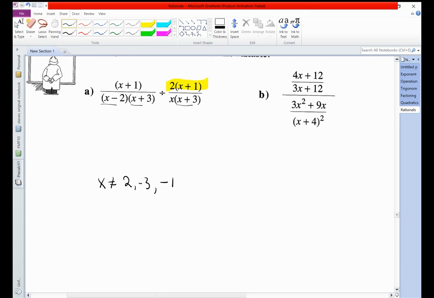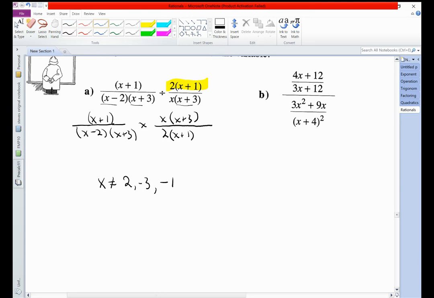So now what we can do is we can flip everything. X plus 1, or we can flip the last term anyways. X minus 2 and x plus 3. And we're going to multiply. Now we're going to flip things. X plus 3 is in the top, and 2x plus 1 is in the bottom.